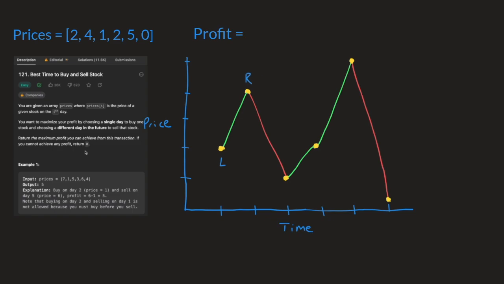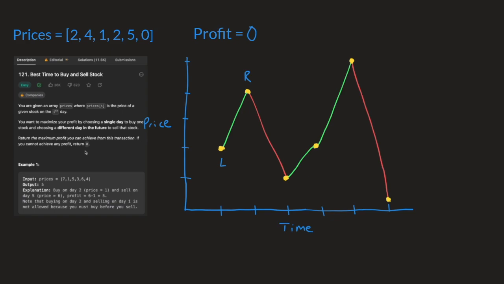The left pointer will be at the starting index, the first index in our array, and the right pointer will be in the very next index, the second index in our array. And we will start off with a profit of 0. The reason we're starting off with this profit is because we want to return the maximum profit, but if no profit can be achieved, then we want to return 0. So we will set profit by default to 0, and then we will begin to iterate through our array.